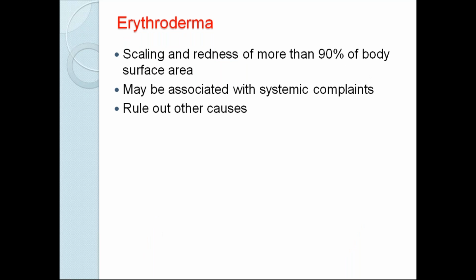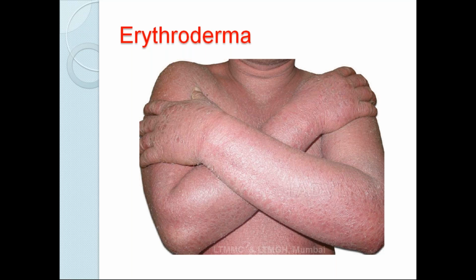And next, coming to erythroderma. Any condition involving 90% of the body surface area, we call it erythroderma. There will be scaling and redness present, and it will be associated with systemic complaints like fever, intolerance to cold, and also lymphadenopathy. All these will be present. And we have to rule out all other conditions. We have to do all the routine blood tests to see if there are any other systemic complaints in the patient.